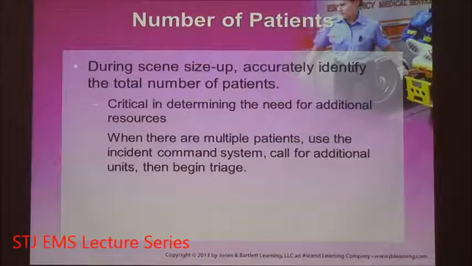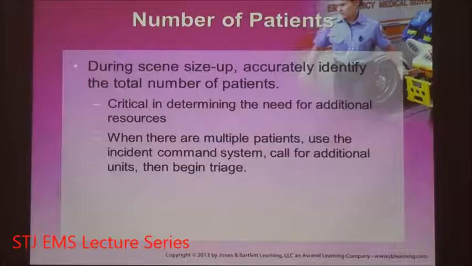So finding out the number of patients after you've assumed your safety and taken standard precautions is vital. Because it's going to take maybe 8 to 10 minutes for help to show up. That's a long time, and you're going to need help sometimes a lot faster than that. So it's critical to figure out when you're going to need help. The best thing about that is you can always cancel it.